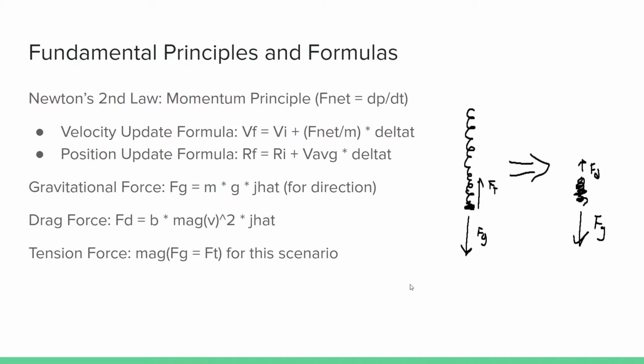The gravitational force is equal to mg j hat, and the drag force is equal to b times the magnitude of velocity squared times j hat. The free body diagrams on the right show the net forces in each part of the experiment. When the bottom is stationary, the forces acting on the bottom are gravity and tension. When the top of the slinky reaches the bottom, the tension force dissipates and the slinky falls due to the force of gravity, which is slightly counteracted by the drag force.